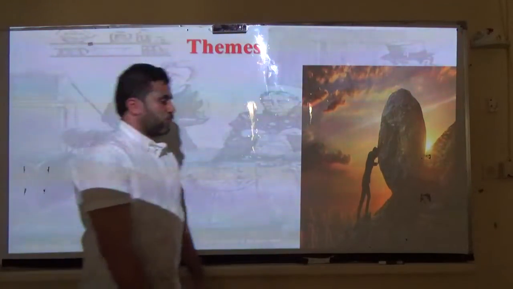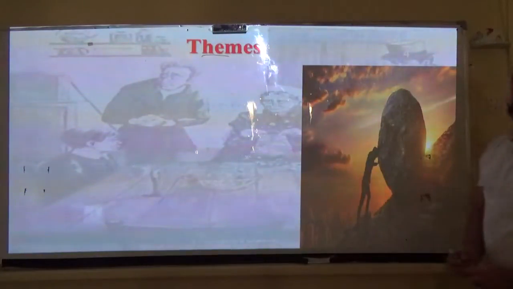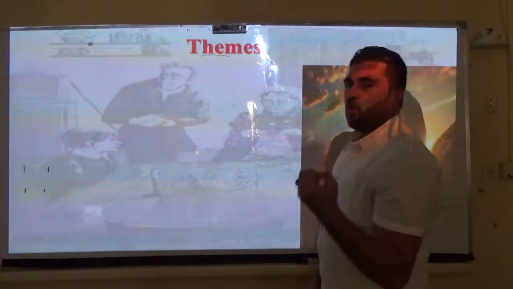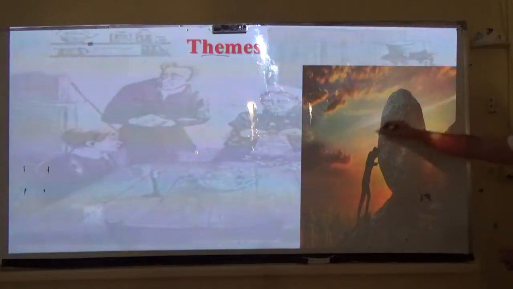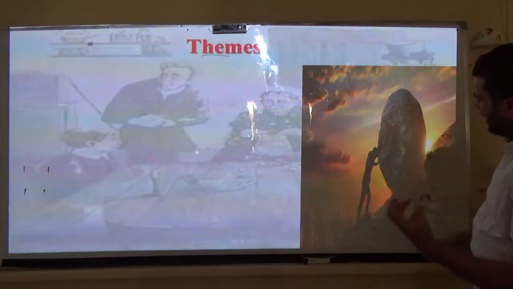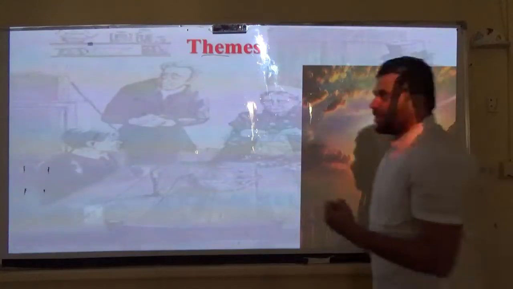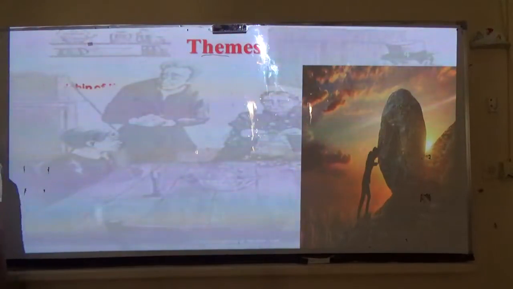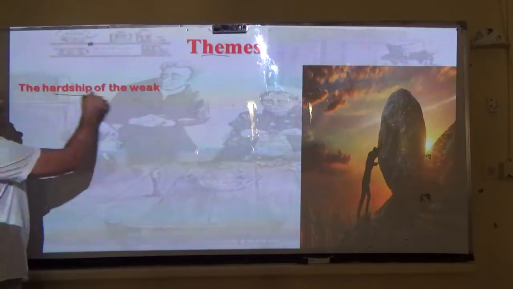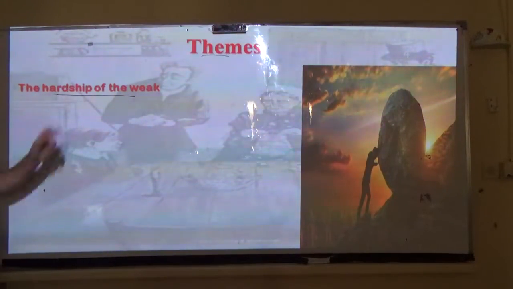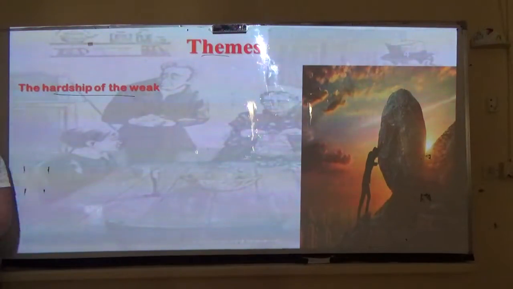Now the second part, I want to talk about the themes. Themes are the big ideas, or main ideas, of the novel. Look at the picture. Something finds difficulty moving this hard rock. Yes, very good, this indicates the hardship of the weak. What does hardship of the weak mean? The difficulties that weak people face during this era.